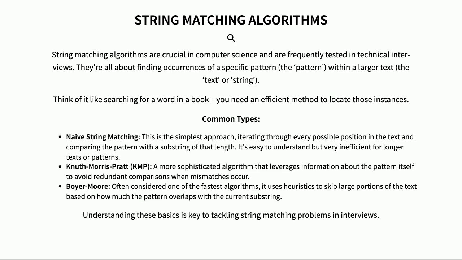Okay, let's talk about string matching algorithms. Basically, they're all about finding where a specific pattern appears within a larger piece of text. Imagine you're looking for a word in a really long book. That's what we're trying to do efficiently here. There are several approaches. The simplest is called naive string matching, which just checks every possible position, but it can be slow. Then there's KMP and Boyer-Moore, which use smarter techniques to speed things up. Knowing these different methods will definitely help you if a string matching problem comes up in an interview.